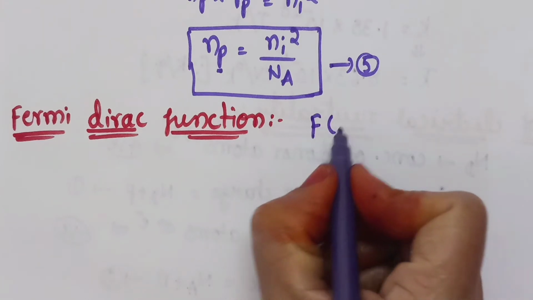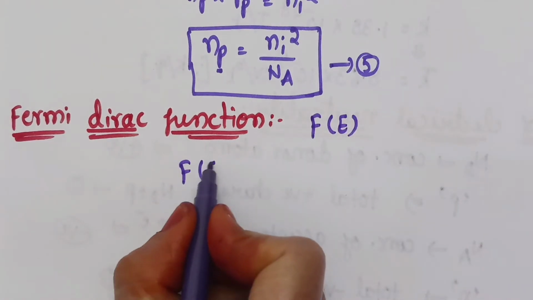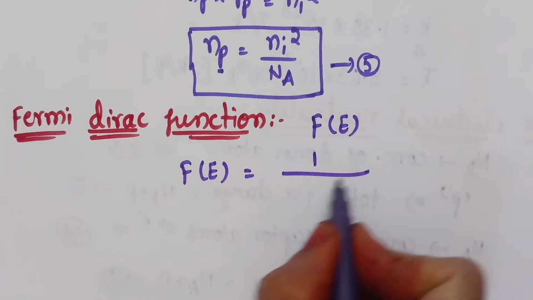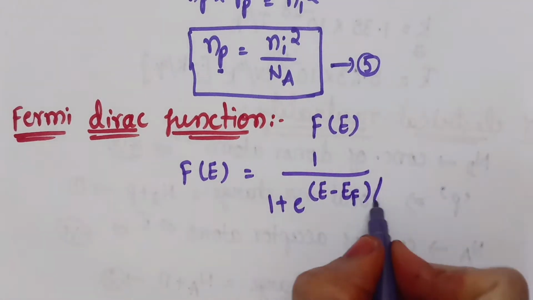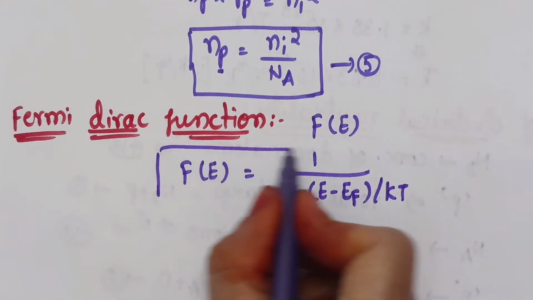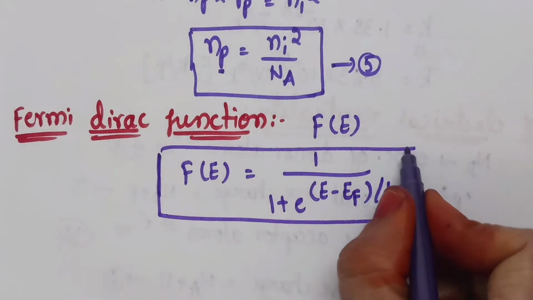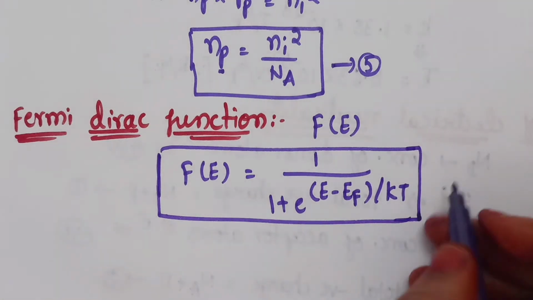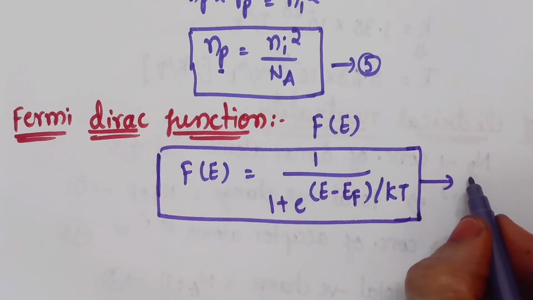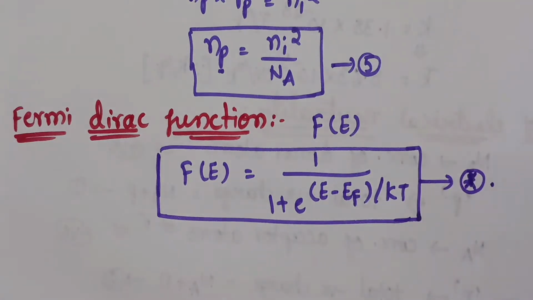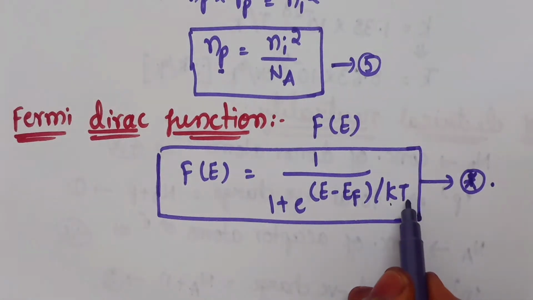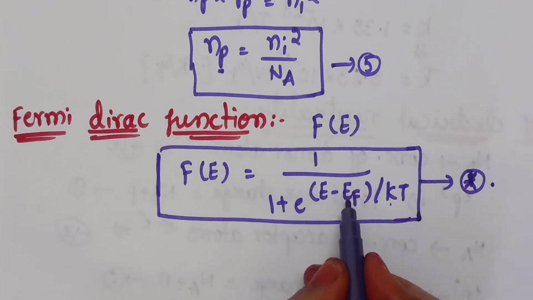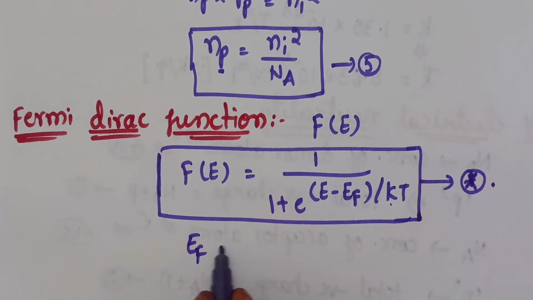This is denoted by f of E, and the expression for Fermi Dirac function f of E is equal to 1 by 1 plus e power (E minus EF) by kT. This is an important expression for Fermi Dirac function and this has to be remembered throughout the lesson. So let us take this as equation number star. As we know, k is the Boltzmann constant and T is the temperature in degree Kelvin, EF is the Fermi level.